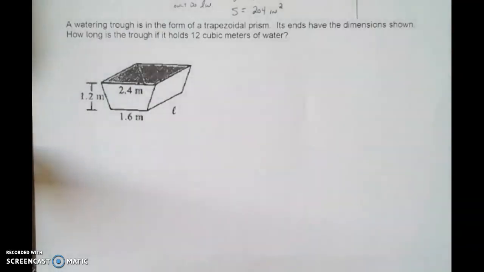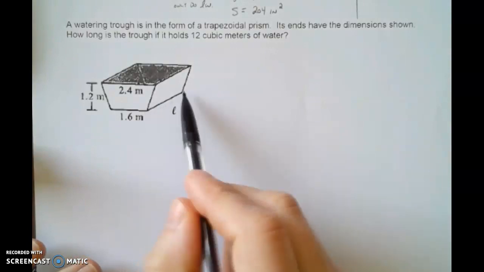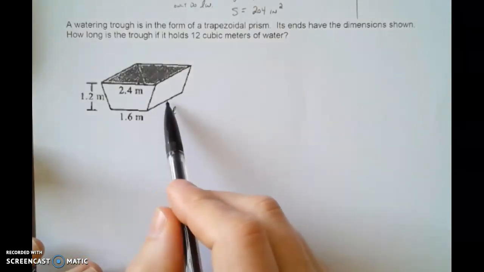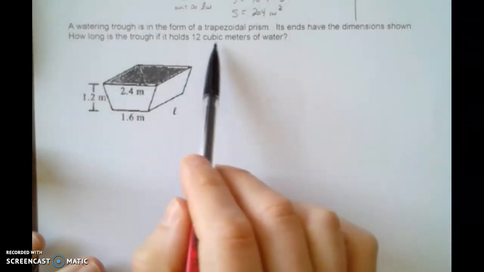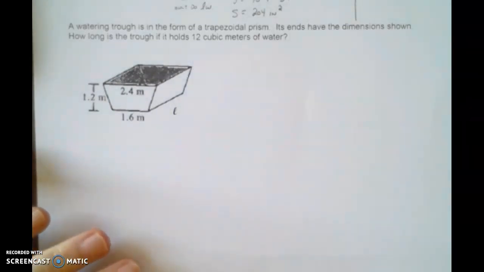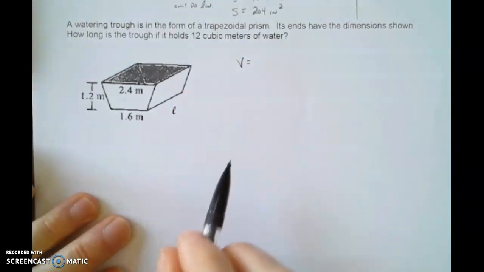In our last example, we're told that a watering trough is in the form of a trapezoidal prism. Its ends have the dimensions shown. How long is the trough if it holds 12 cubic meters of water? So we're going to have to figure out the length, which is labeled L right here. And I know that it holds 12 cubic meters of water, which means that that is the volume. So I'm going to use a volume formula for a trapezoidal prism.